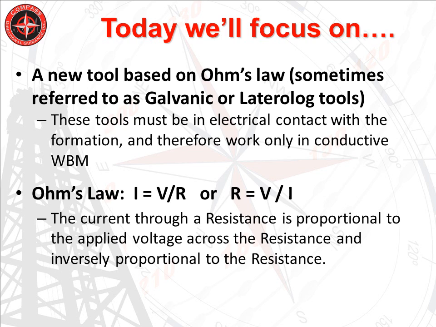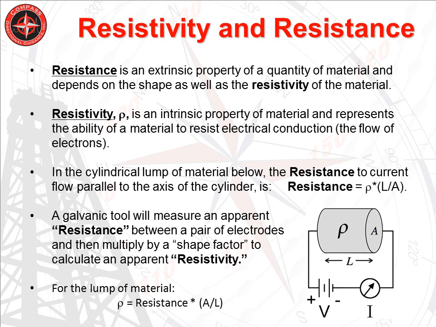By way of review, Ohm's law says that if I apply a voltage V across a lump of material, the amount of current I that will flow through the lump is proportional to the voltage and inversely proportional to a property of the lump called resistance. Resistance is an extrinsic property of the lump because it depends on the size and shape of the lump times the resistivity of the material.